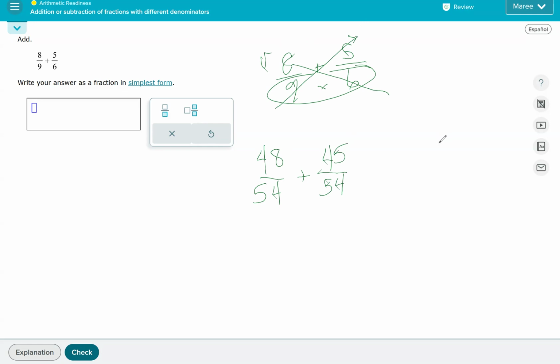When we add those, we get 93/54ths, and we have to see if we can reduce it, which we can, because 3 can go into both of those. So we're going to divide by 3 for this one, 3 for that one. 3 into 93 goes 31 times. 3 into 54, 3 goes into 5 once, carry the 2, 3 into 24 is 8. So it's 31/18.